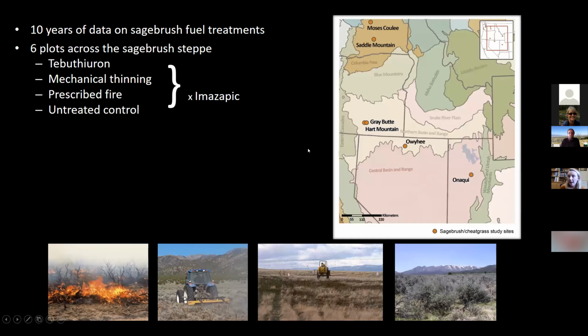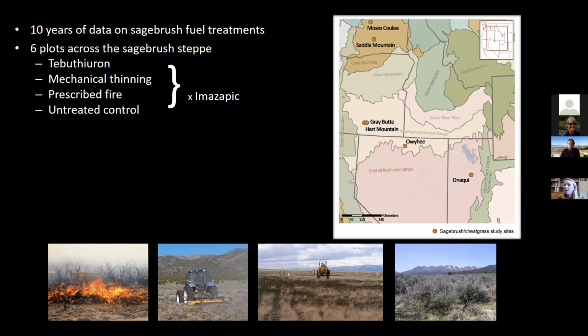So Mark set up the project nicely, but I'll talk a little bit more specifically about the Sage-Cheat portion of the network. He described to you that there's a woodland network and a Sage-Cheat network. And the objective of the Sage-Cheat network was to look at plots that are sagebrush dominated, but with some degree of cheatgrass invasion. And so for this part of the research, we looked at 10 years of monitoring data on that Sage-Cheat network.